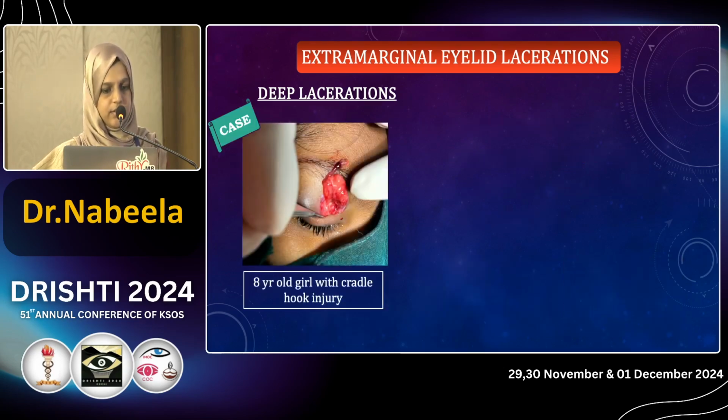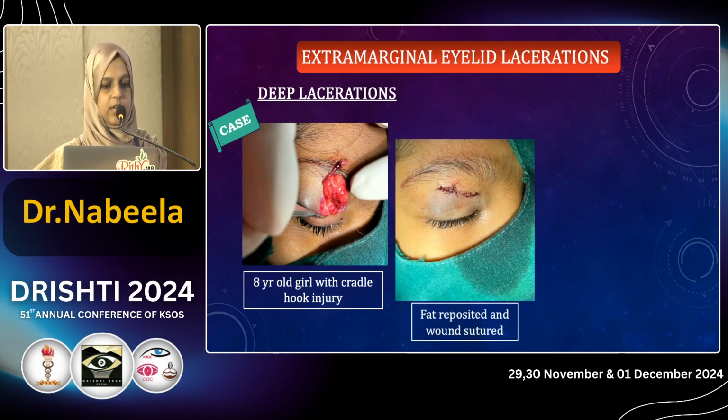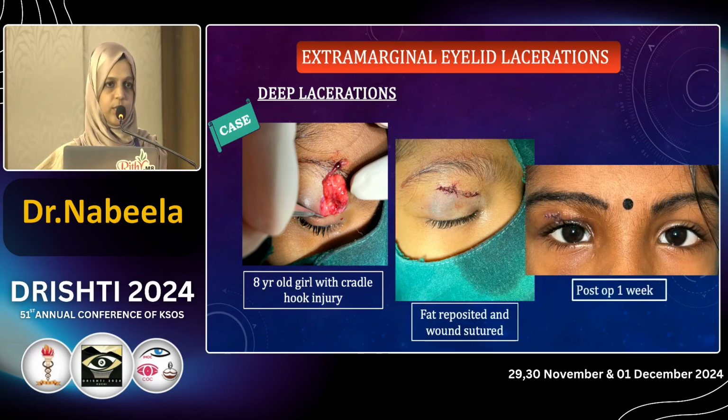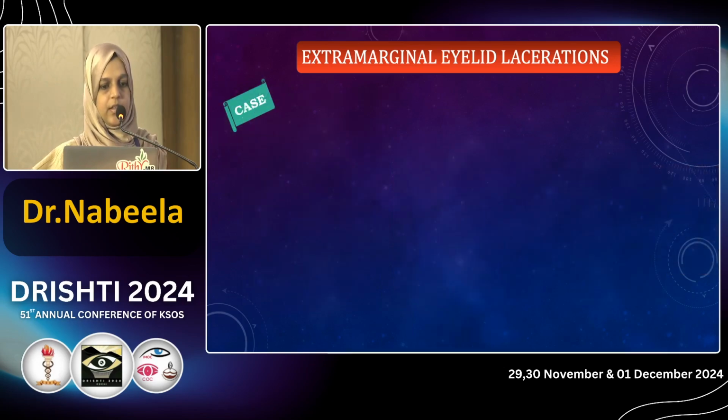This is another case, an 8-year-old girl with a cradle hook injury. You can see fat prolapse. Luckily, there was no underlying levator injury. It was cleaned and reposited back, wound sutured in layers to give a good postoperative outcome.